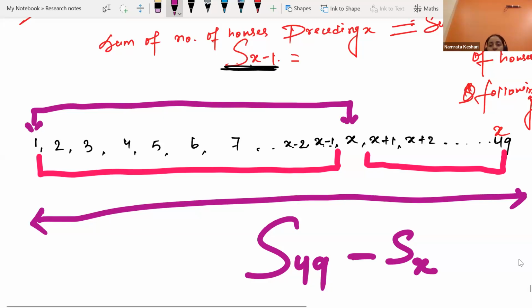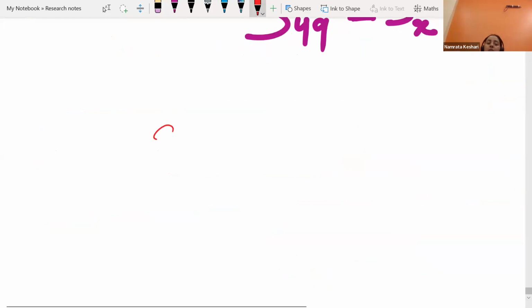Okay. So what we'll do, we will take that the sum of the numbers of houses preceding x, that means the sum till x minus 1, is equal to the sum of the numbers of houses following x.